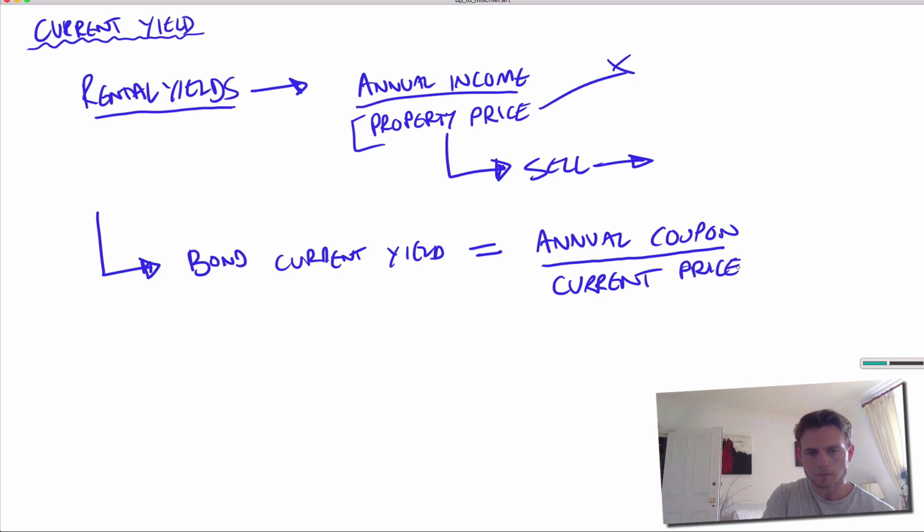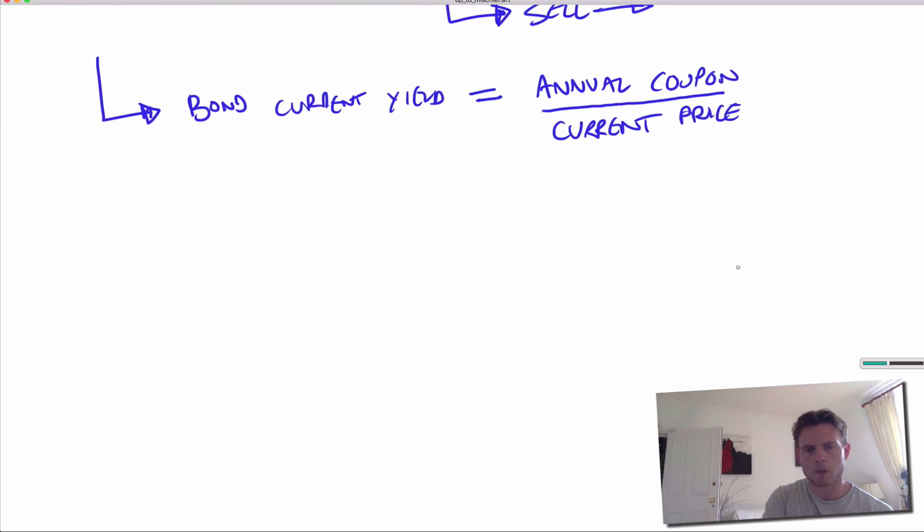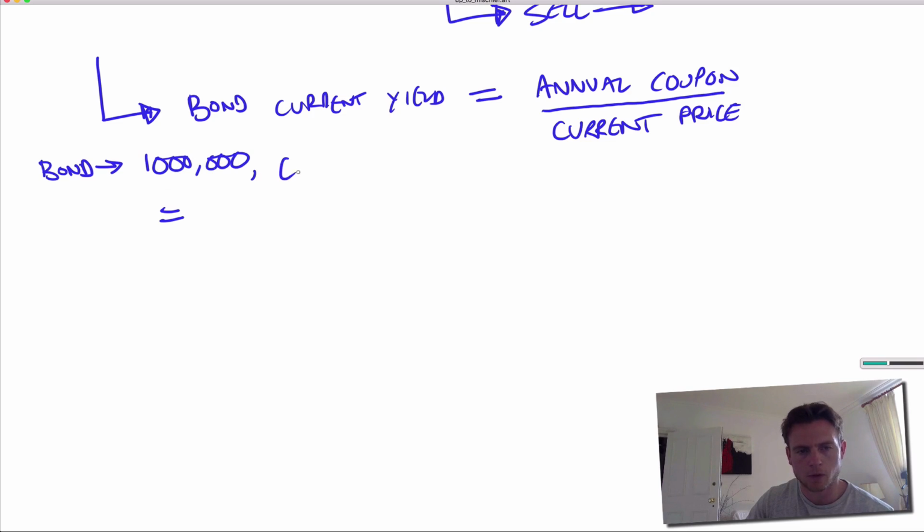So let's just give a very quick example there, and then we can move on to the more interesting stuff. So let's say we have a bond and it has an outstanding balance of £1,000,000, and an annual coupon of, let's say, 10%, so £100,000 annually.